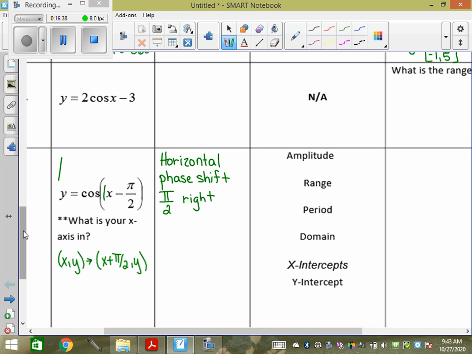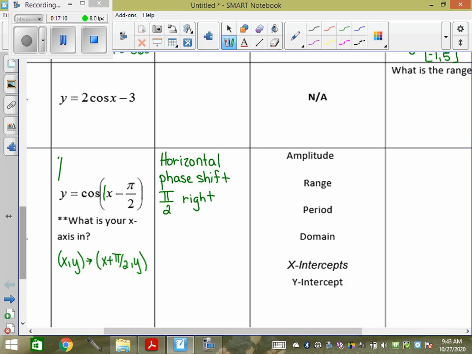Did my amplitude change from original? What's my amplitude on this one? What's the amplitude? 1, because my a value is 1. What's the period of this one? It's 2 pi. Why can't it be 360? Because this is in radian measure. The moment they give us a C, we either know if the graph's in radian or degree, because your phase shift is horizontal and your x-axis is either in radians or in degrees, right? So your phase shift gives it away.